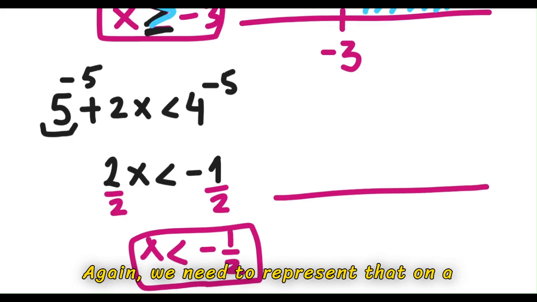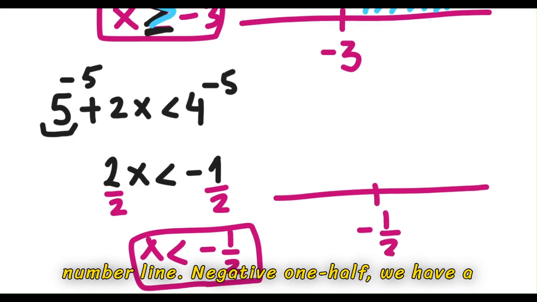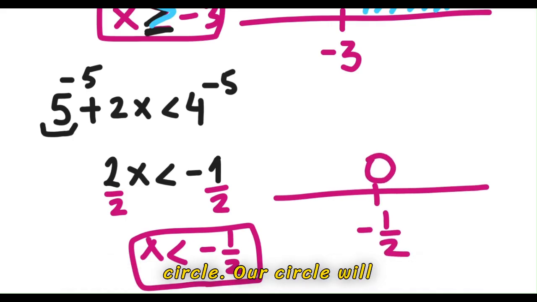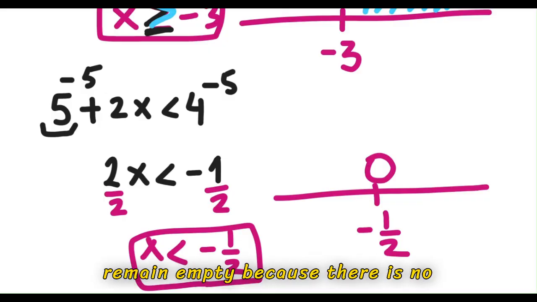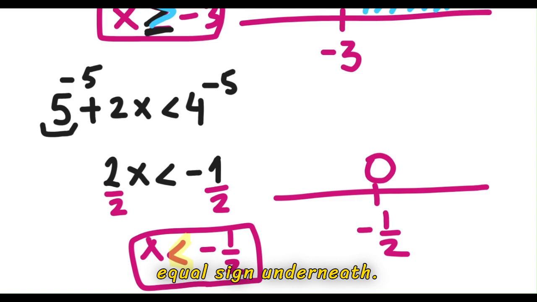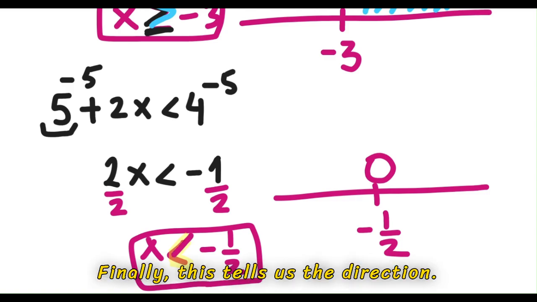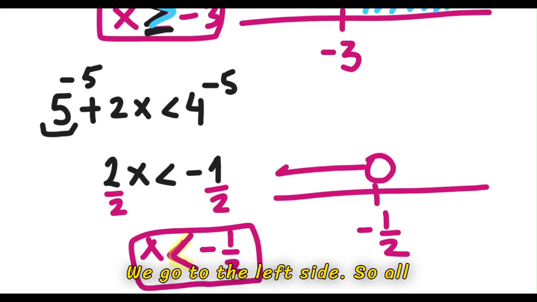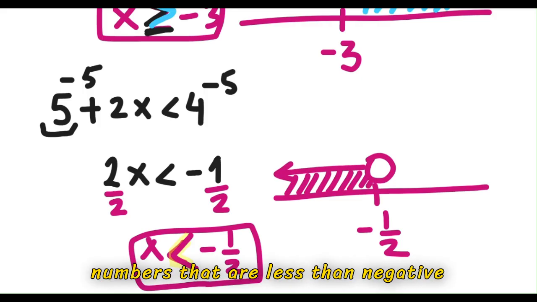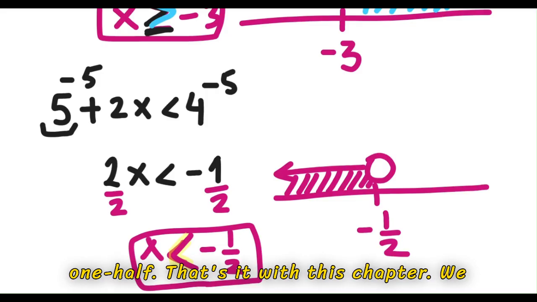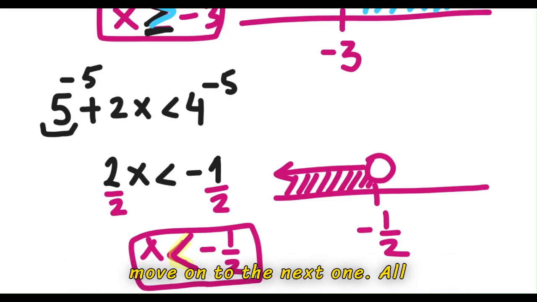Again, we need to represent that on a number line. Negative 1/2, we have a circle. Our circle will remain empty because there is no equal sign underneath. Finally, this tells us the direction. We go to the left side. So all numbers that are less than negative 1/2. That's it with the chapter. We move on to the next one.